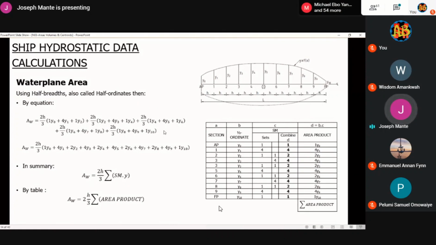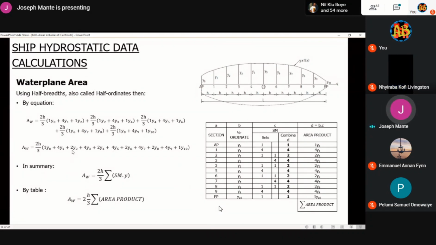So you go on again, the formula keeps on telling you, so 1 times y4 plus 1 times y5 plus 1 times y6. All this that we are doing is to calculate the total area, the water plane area of the ship. So when you finish all this, mathematically, you can bring all the 2h over 3 outside. Then you add all the numbers within the bracket. So you can put the 2h over 3 outside. You have y0 plus y1 plus the 2 here.